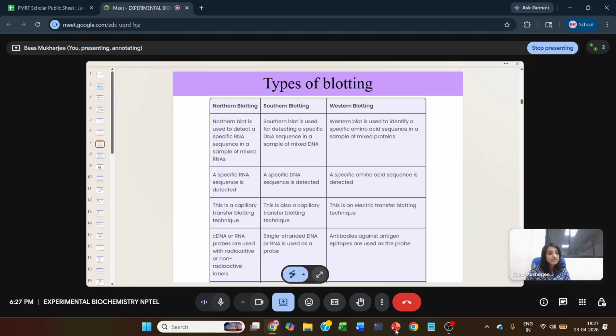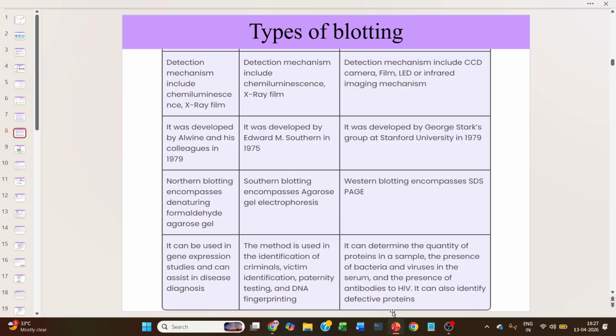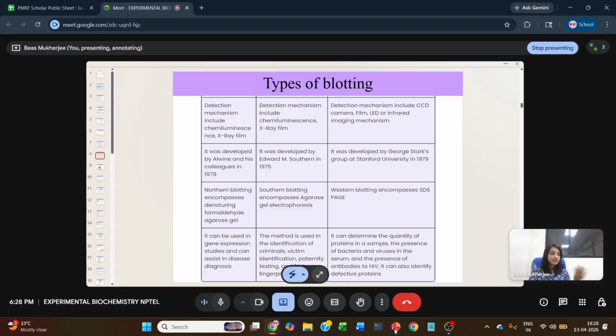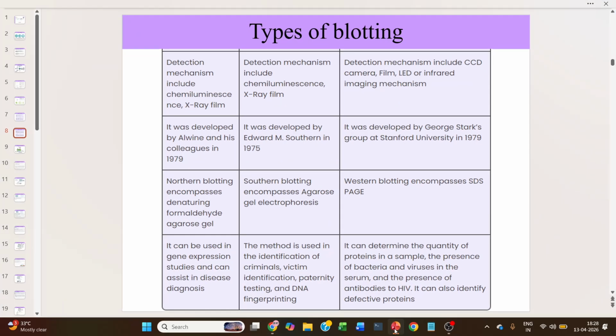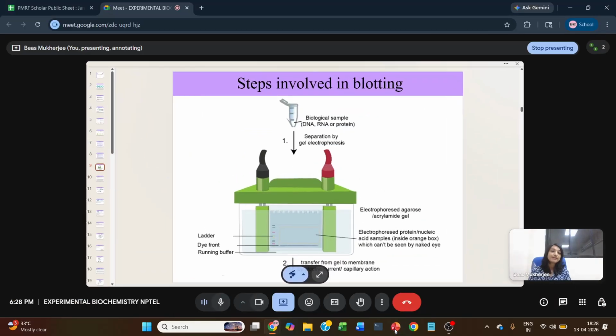Now for southern blotting, single-stranded DNA probes or RNA can be used as a probe. An oligonucleotide probe is used. And for western blot, antibodies against the specific protein of interest are used as a probe. So the antibody is used against a particular antigen epitope, and that is the probe here. It is explained in detail, so you can go through this, and the different applications are also explained here. We will skip to the steps involved in blotting.